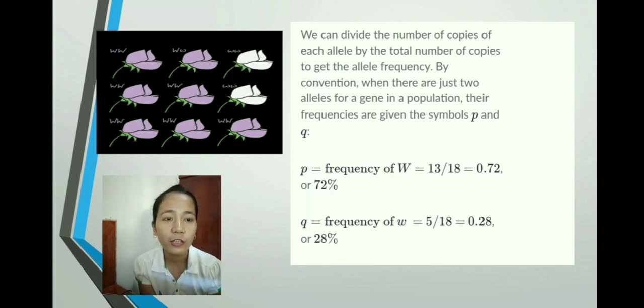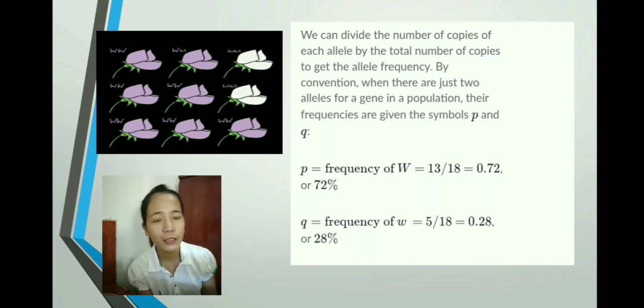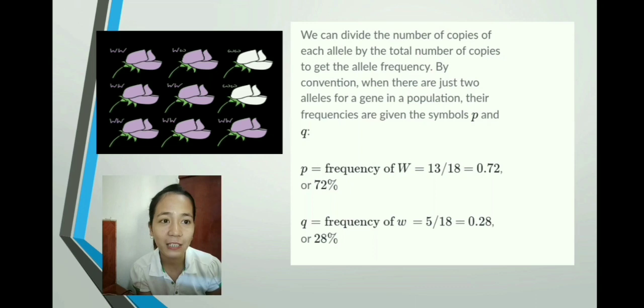So, P or the frequency of W has a 13. In the illustration on the screen, there are 13 dominant, and also for the recessive, or the symbol of Q, the frequency is 5 over 18. So there are 0.72 or 72% that have the dominant, and there are only 28% that is the recessive.